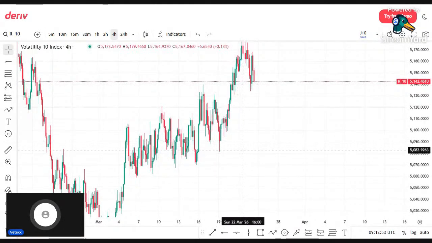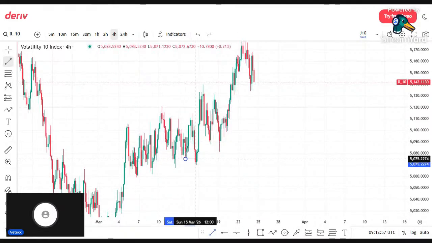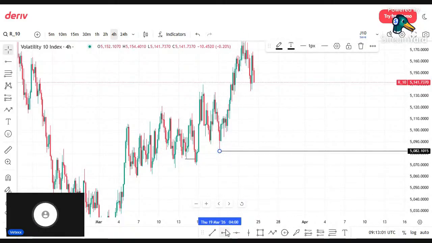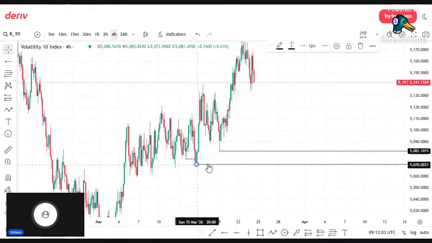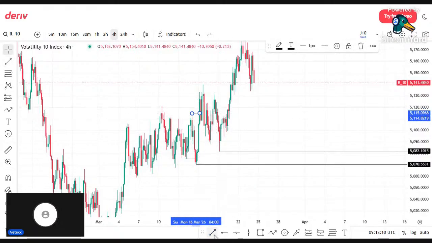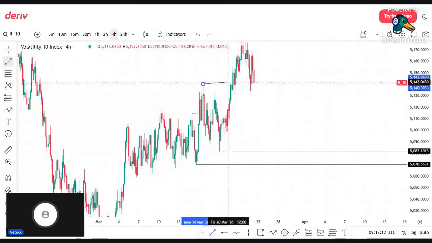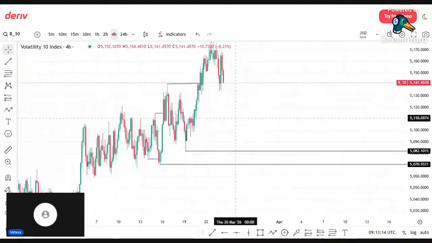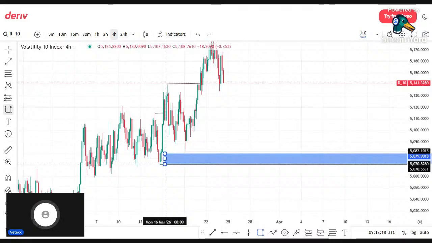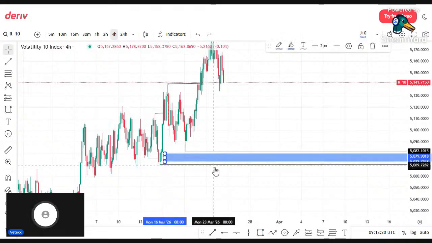On the 4-hour time frame, I can actually see one structure where we have this sweep of liquidity. Okay, we have this structural liquidity, and then we have this protected low. So this is what rule number two is: sweep of liquidity, break of structure, and then we have our second break of structure right here. Okay, so this is what we have on V10s on the 4-hour time frame.